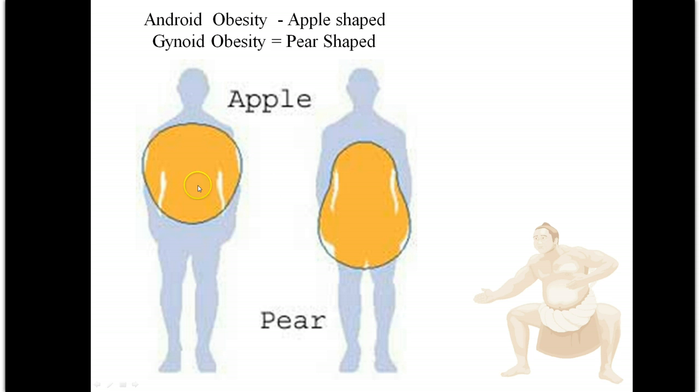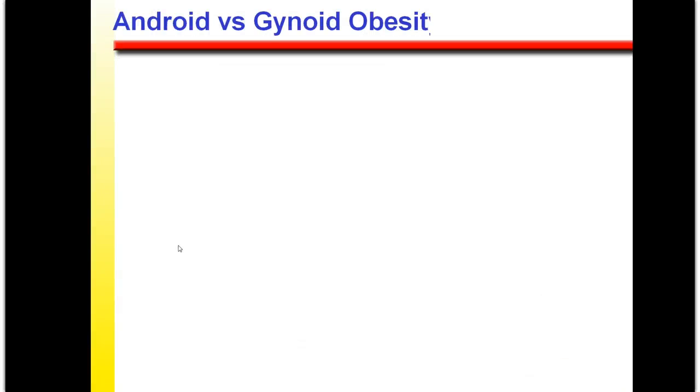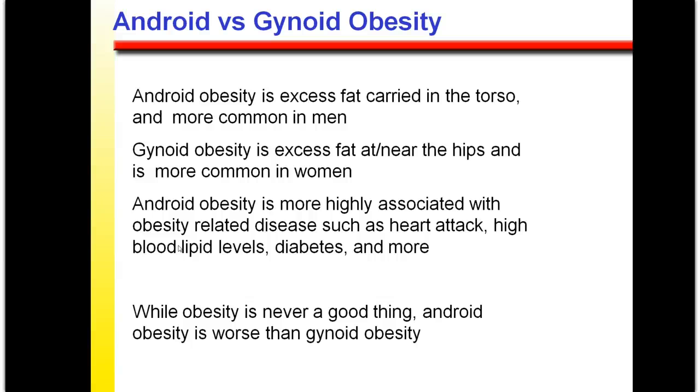And unfortunately for us guys, this apple shape is again more negatively associated with negative health outcomes, heart disease, stroke, these sorts of things. So you really don't want to be overweight in either case, but the apple shape, the android obesity, is actually worse for you. You don't have a lot of control of that because you can't really control where you carry your fat. You can't spot reduce it. It's just mostly genetic. Okay, right? So that's what we just talked about, android versus gynoid obesity.